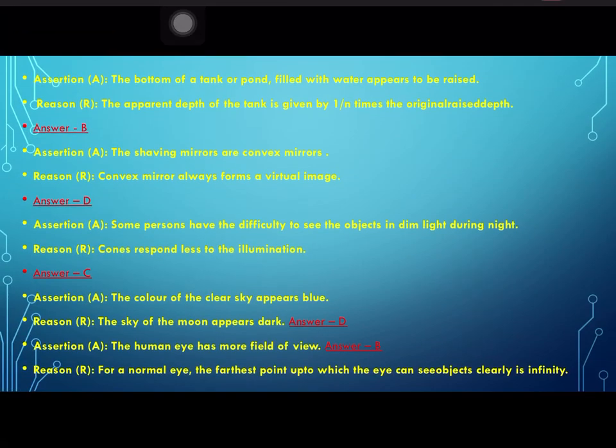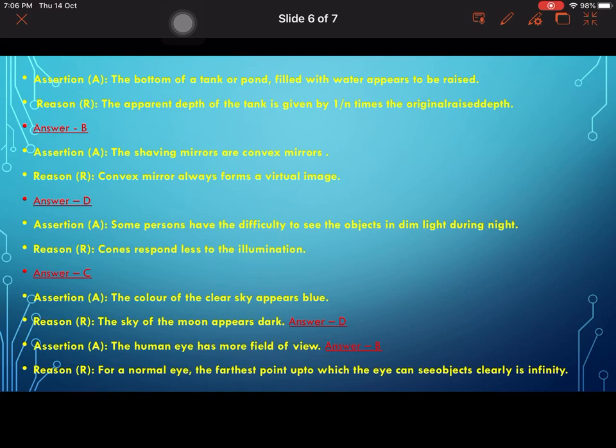Next is, the bottom of a tank or a pond filled with water appears to be raised, and the apparent depth of the tank is given by 1 upon n times the original depth. So the bottom of a tank filled with water appears to be raised. It is correct, but the formula and the reason is not correct, so answer B will be there.